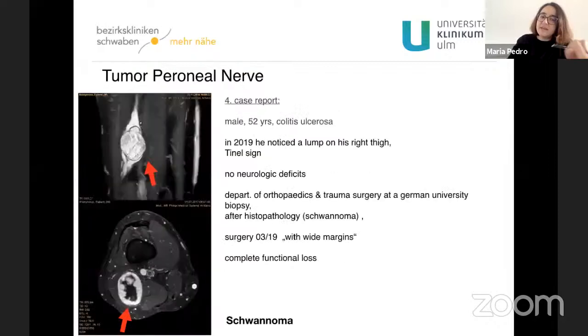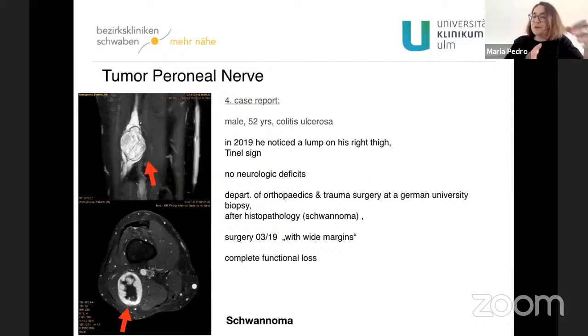And if you think of this MRI and then another case, again male, again on his thigh, only a little bit of a Tinel sign, but without neurological deficits. And this is also a very important part of peripheral nerve tumors. At a German university nearby, the orthopedic surgeons decided to go and take a biopsy out of it. They got to know that this was a schwannoma. They decided to operate it themselves, and in wide margins, and you can imagine what happened. Tumor is out, but the nerve function also. And this was the point when he then came to us and we performed nerve grafting.